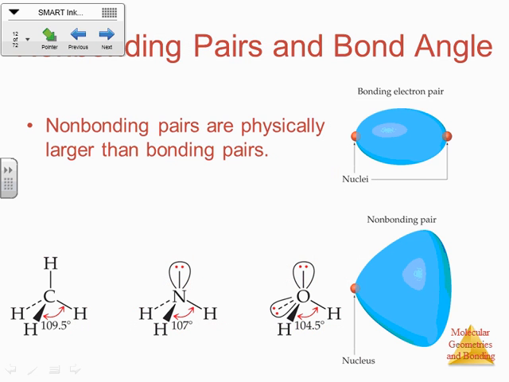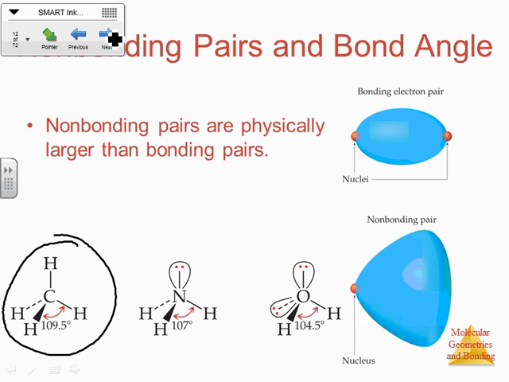Okay, and that's what this is talking about. Non-bonding pairs are actually physically larger. Their orbitals are actually physically larger. And so when you've got a tetrahedral arrangement like this, CH4, each of those is going to be 109.5.